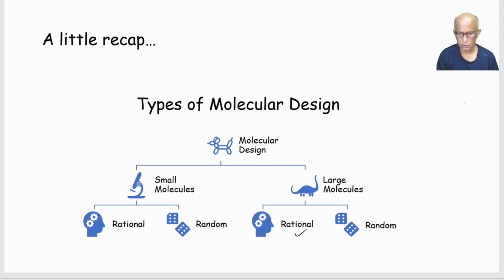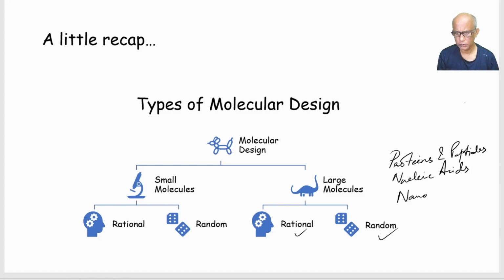So we can divide this into the rational and the random parts. But there is another way to talk about it as well. Now the large molecules that I will be talking about could be proteins and peptides, could be nucleic acids, it could be other kind of structures, for example carbon nanotubes being one of them, but I will not be discussing those in this lecture.